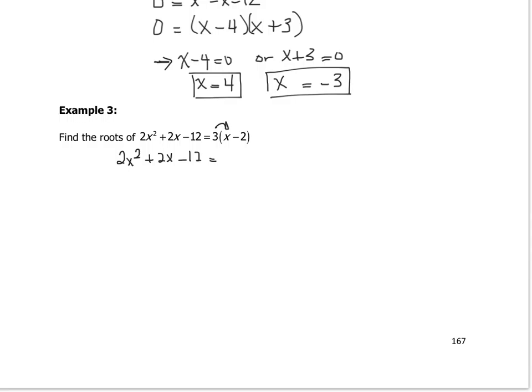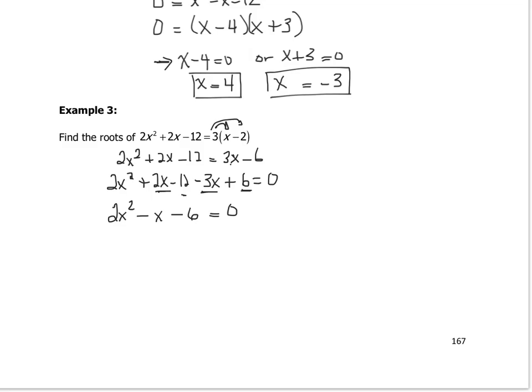by expanding this side to 3x minus 6, and then bringing all terms to one side. So 2x squared plus 2x minus 12, and then if I bring the 3x over, it becomes minus 3x. I bring the negative 6 over to the other side, it becomes plus 6. So if I put like terms together, I've got 2x squared, 2x and negative 3x is minus x, and then I've got minus 12 and plus 6 is minus 6.